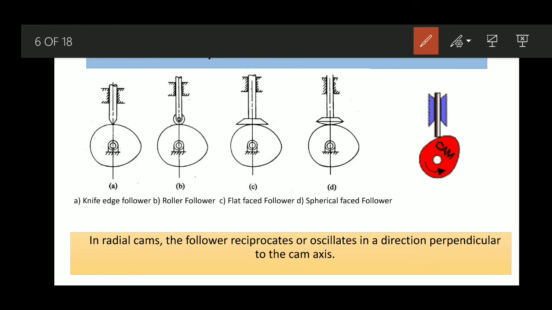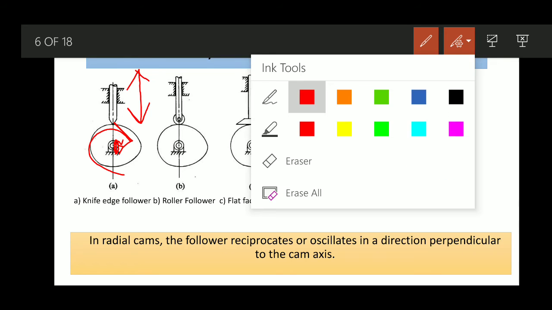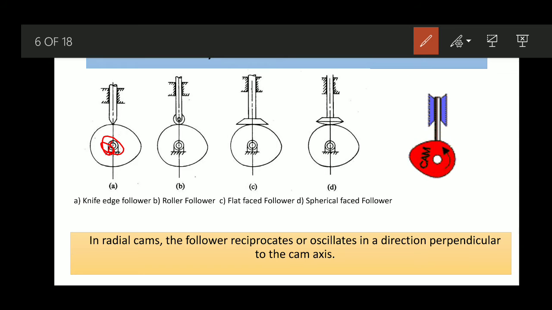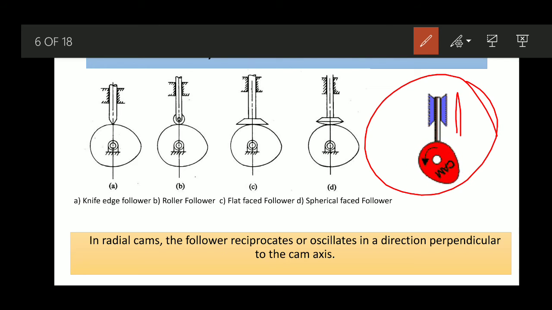Okay, as you can see here, the follower is reciprocating in this particular direction, and the cam is moving about this particular axis. This axis is going inside the page, you can consider. So if you look from this view, the follower is moving up and down in this particular guide while the cam is rotating.